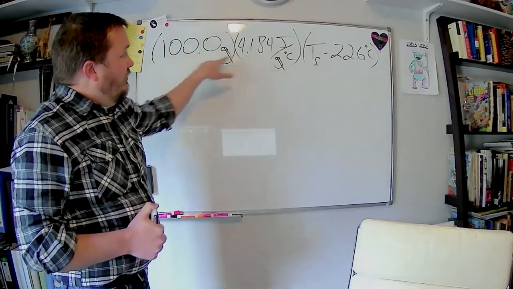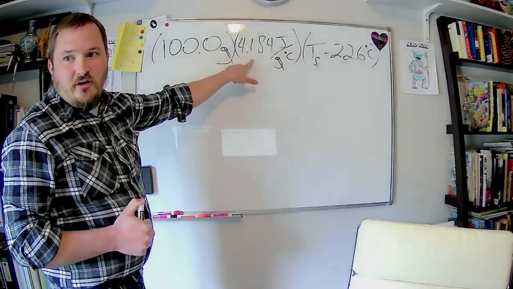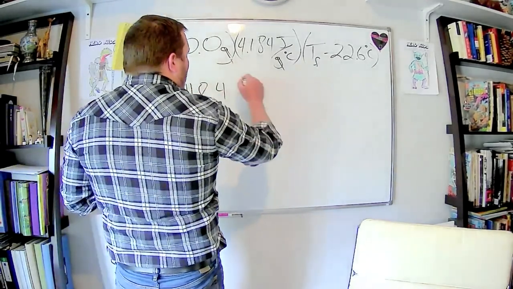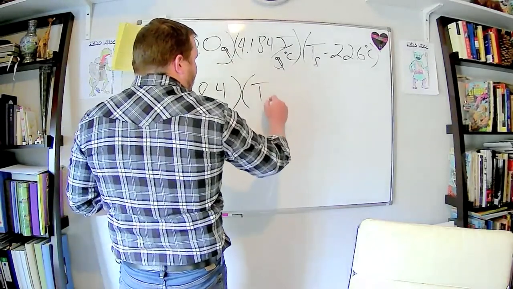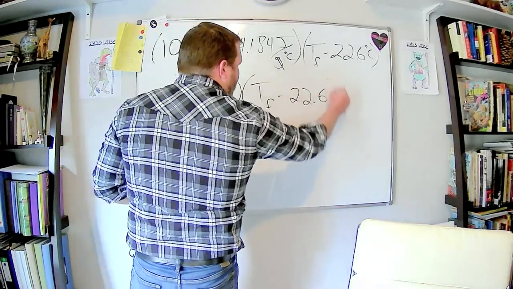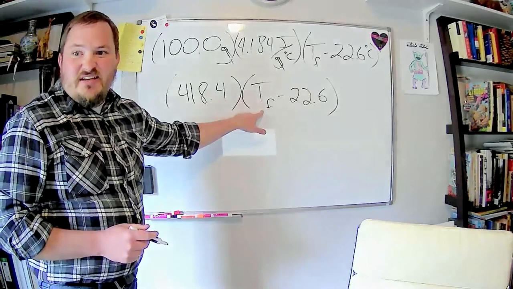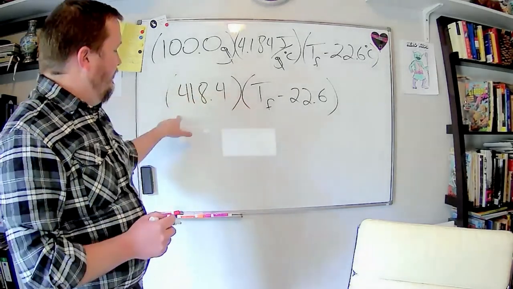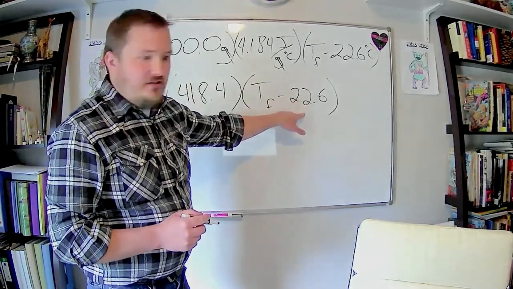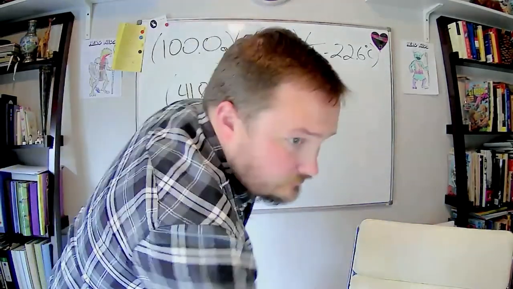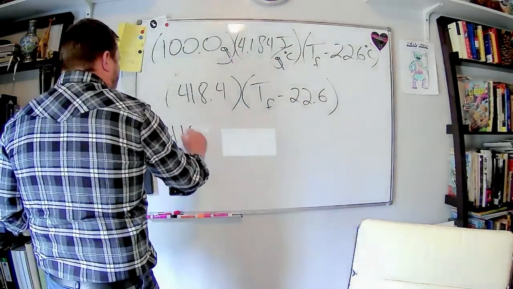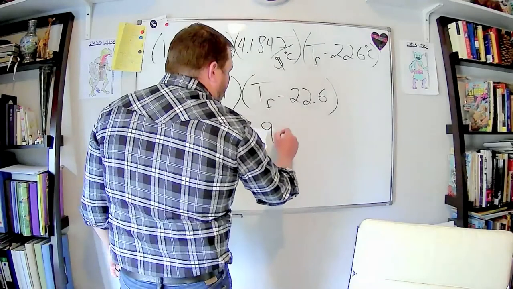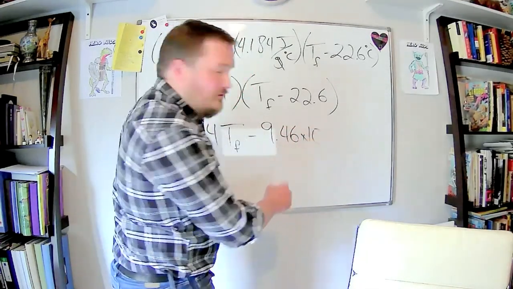So first off, I'm just going to multiply these two together. So you have 100 times 4.184, so we'll get 418.4, and then that's going to be times TF minus 22.6. Now we just need to distribute this. When we distribute, we take 418.4 times TF and 418.4 times negative 22.6, and this comes out to be 418.4 times TF minus 9.46 times 10 to the 3.